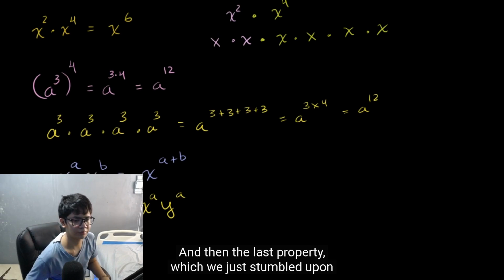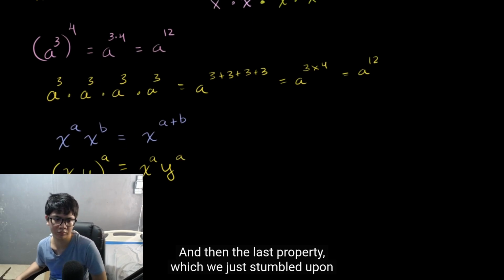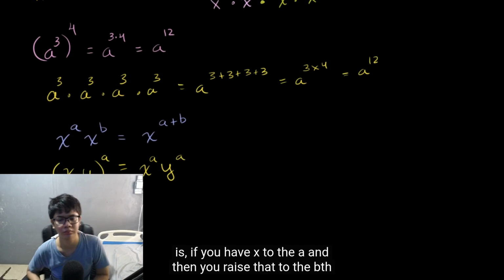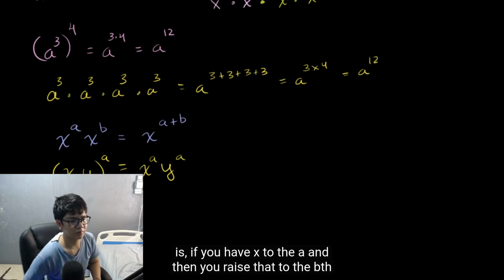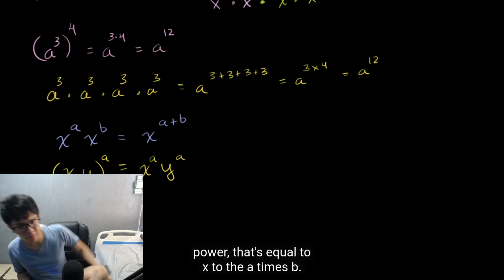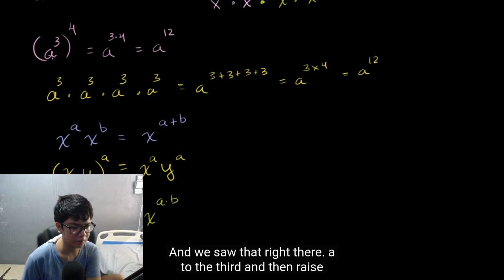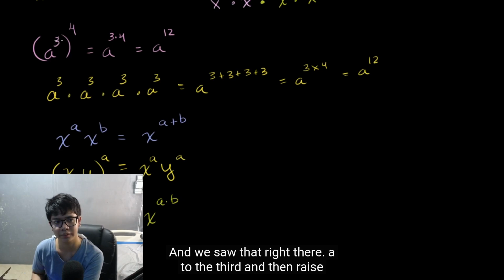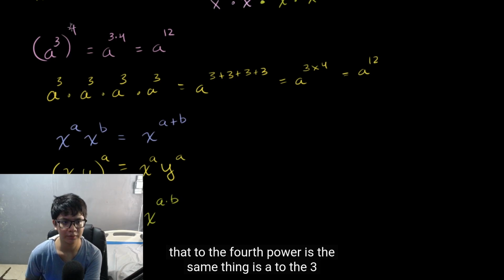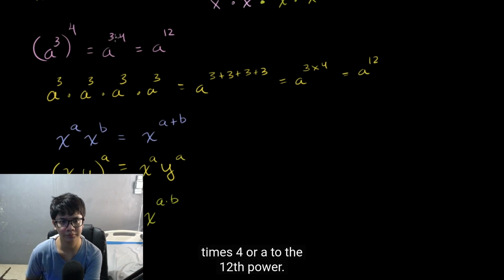And then the last property, which we just stumbled upon, is if you have x to the a, and then you raise that to the bth power, that's equal to x to the a times b. And we saw that right there. A to the 3rd, and then raise that to the 4th power, is the same thing as a to the 3 times 4, or a to the 12th power.